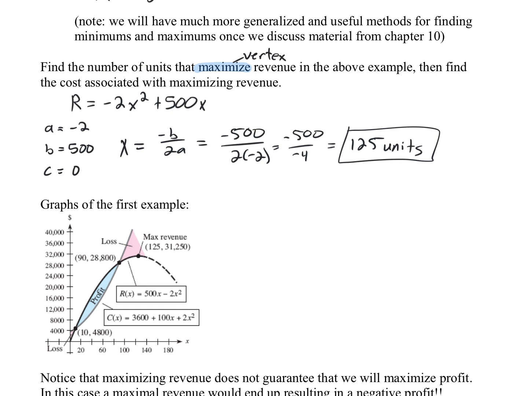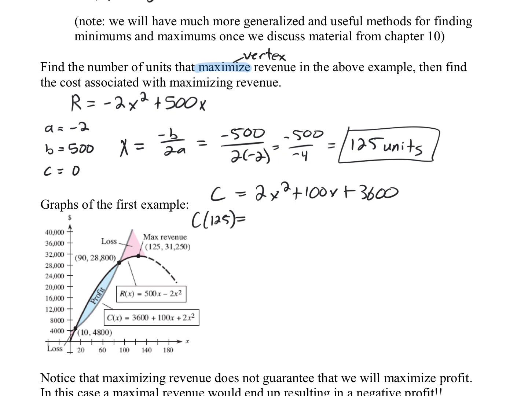If you want to find what is the maximum revenue, we take units into the revenue function, and that gives us the revenue associated with this number. Instead, what this function asks is to find the cost associated with maximizing the revenue. So then we need to reference the other equation that's listed down there on the graph. We know that C is equal to 2x squared plus 100x plus 3600. And then what we would like to do is figure out what is C of 125, and that would just be what is the cost if we produce 125 units.